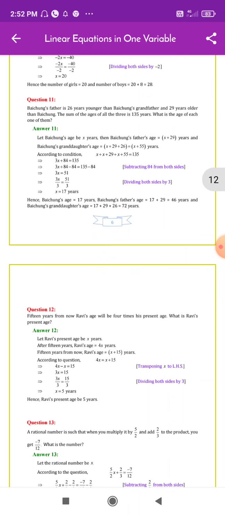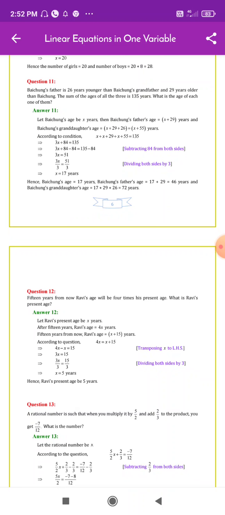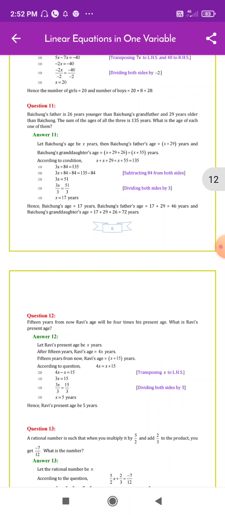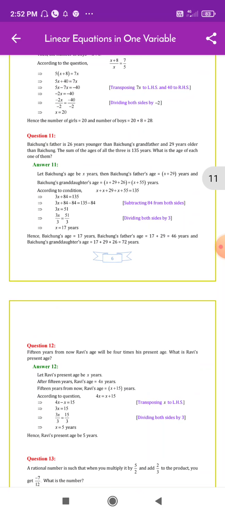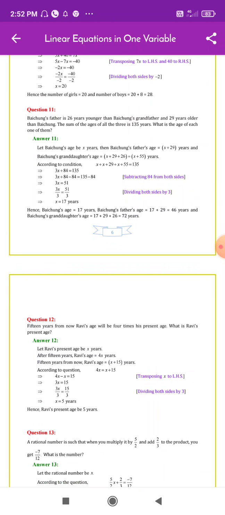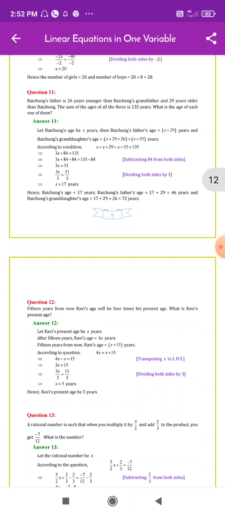Now Bachung's age is x years, that is 17 years. Bachung's father's age is x plus 26, that is 46 years. Sorry, students, please do the correction here: it is not 29, it is 26. Now here we have to add 17 plus 29, that is 72 years. Okay students, please do the correction here.